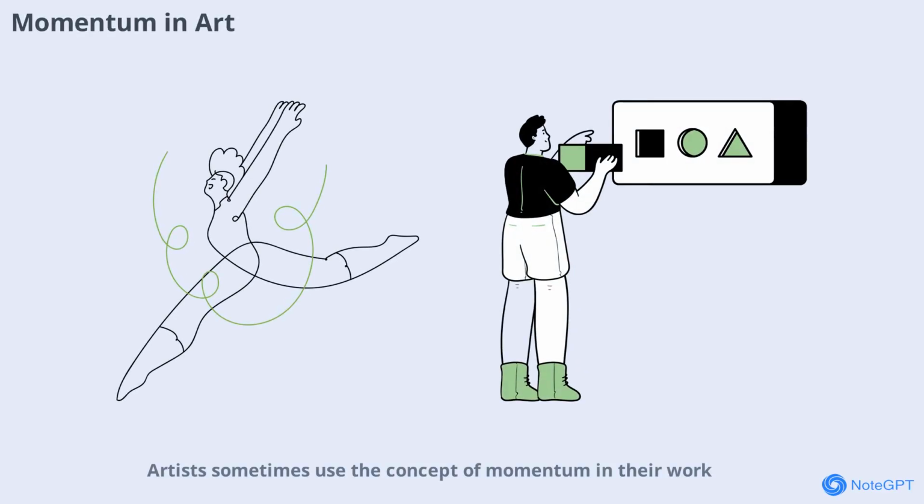Artists sometimes use the concept of momentum in their work, especially in kinetic art where objects move or spin. The interplay of mass and motion creates dynamic sculptures and installations. Momentum brings art to life in unexpected ways.